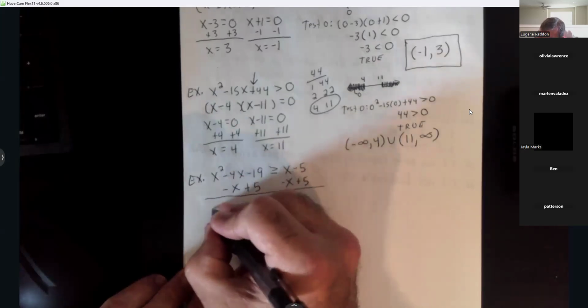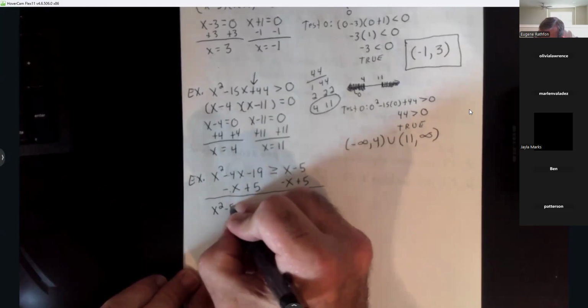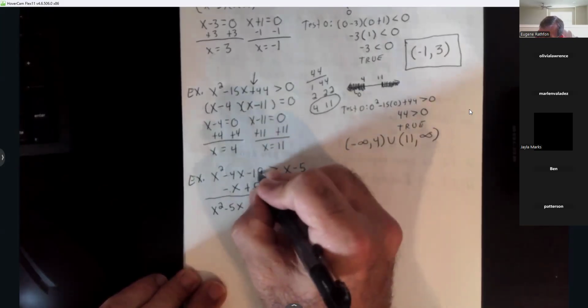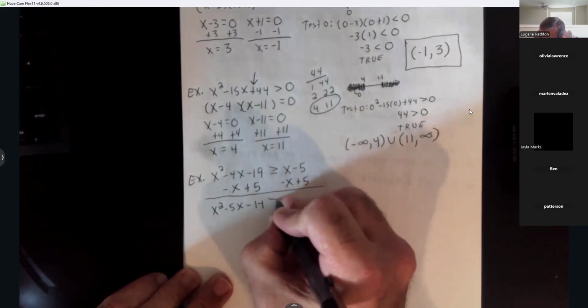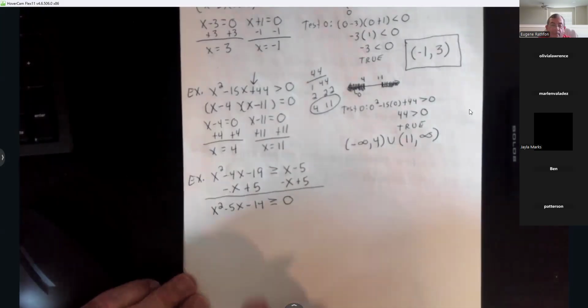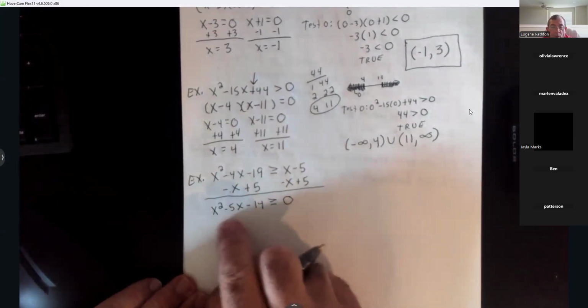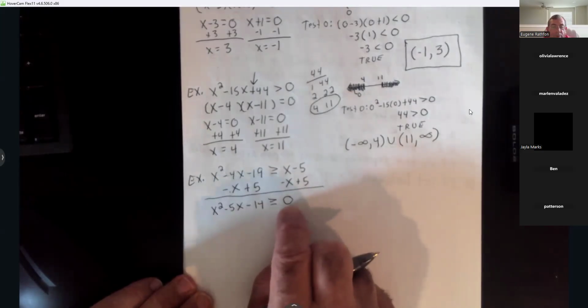So you get your x squared. Negative 4, negative 1 is negative 5x. Negative 19, positive 5 is a negative 14. That's got to be greater than or equal to 0. Now at this point, this is where when I test it, I'm going to put my zeros into this one and see if this is true, okay?